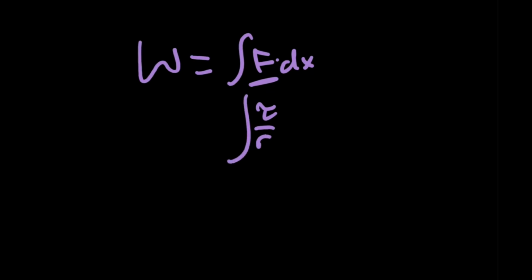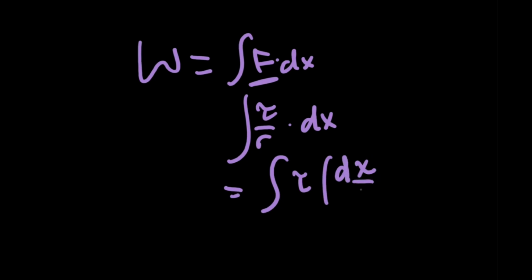Well, we have work is equal to the integral of F dx, right? F dot dx. And we know that F is equal to torque over R. So torque over R dot dx. We can rewrite this as torque times dx over r. What is dx over r? Well, it's equal to d theta, so work is the integral of torque d theta. And this equation is also on your reference sheet in case you do forget it.